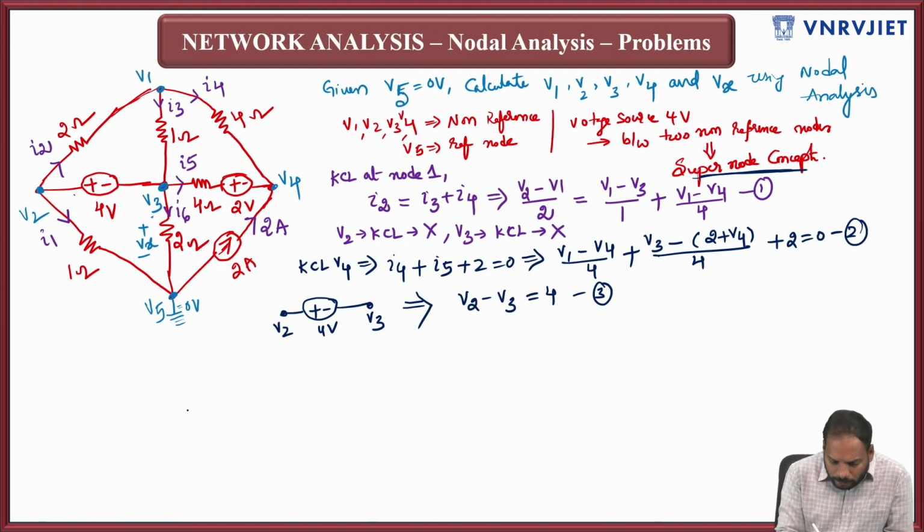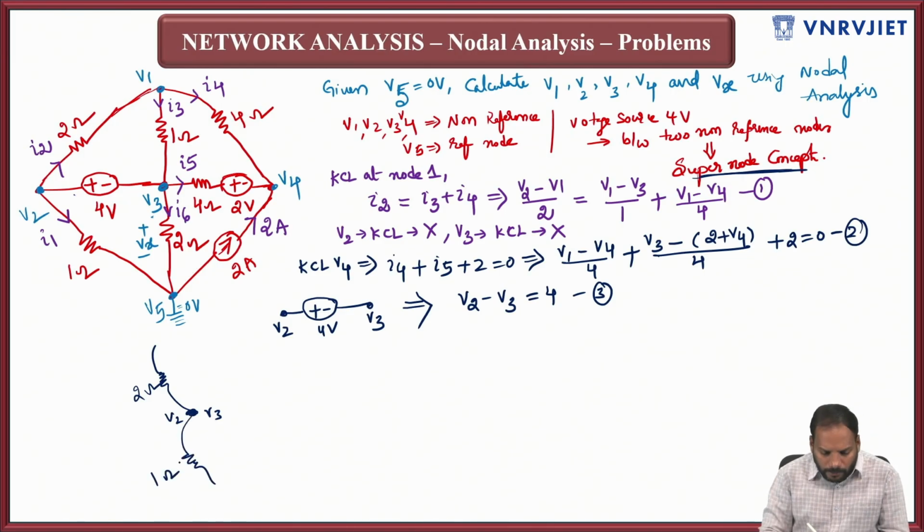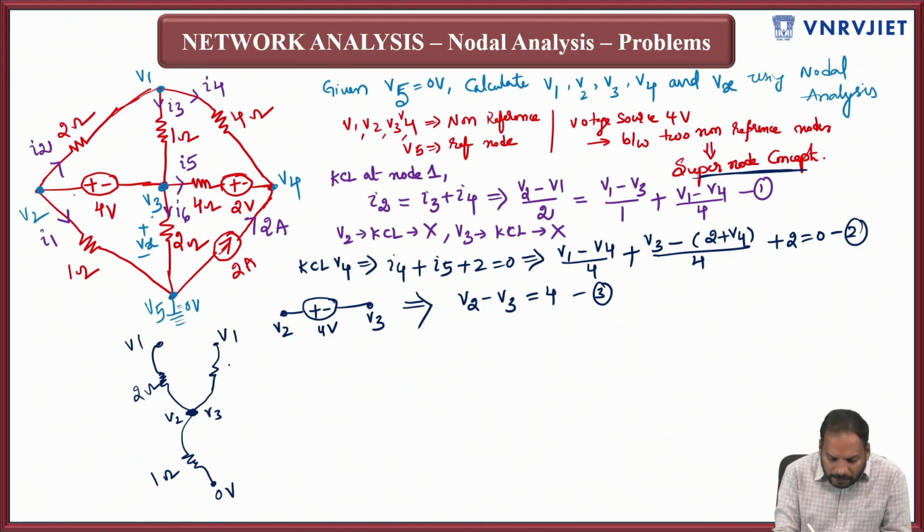So I will try to draw it like this. This is V2 and V3 tied together by removing the 4 volts. Now in this direction you have 2 ohms, and in this direction you have 1 ohm. This end voltage is 0 volts. This voltage is V2 and this voltage is V1. In the same way, this is V1, connected here is 1 ohm, and this way it is 2 ohms. This is connected to ground.